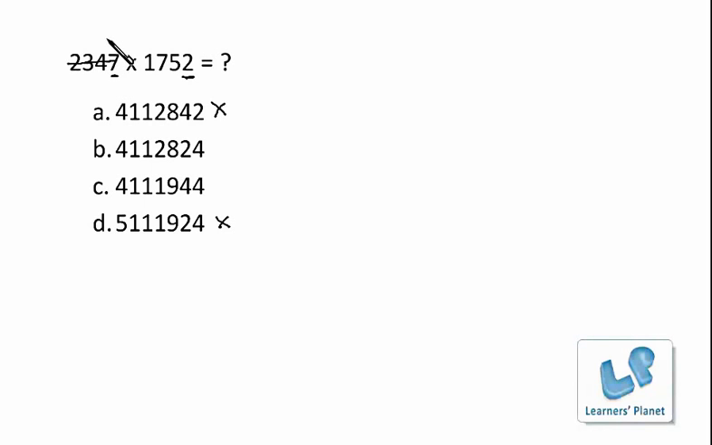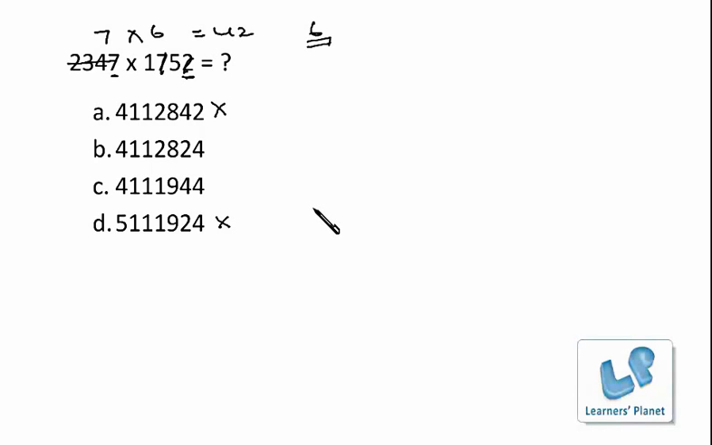So the digital root of this is 7 into, here 7 plus 2 is 9, eliminate that, 5 plus 1 is 6. So 7 sixes are 42. So the digital root is 4 plus 2, that is 6.